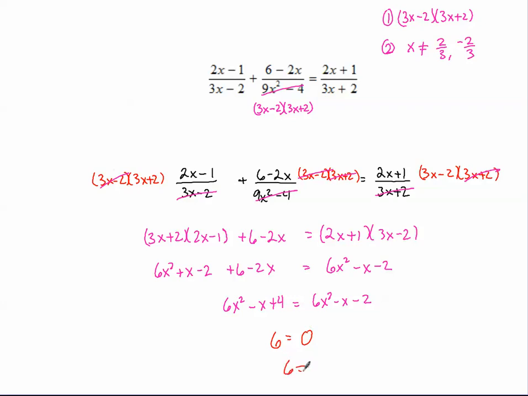Well, since 6 is not equal to 0, that means this has no solution. Because when we consolidated everything down, we came up with a false statement. This is false. That means there is no solution. So that's another way you can get no solution, is if you come up with a false statement, like 6 is equal to 0, or 5 is equal to 2, or something like that. So that means there's no solution. Okay?